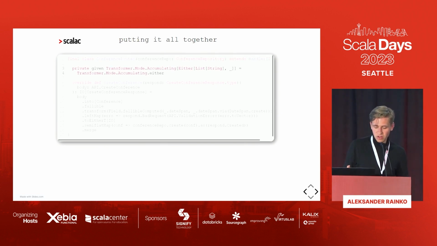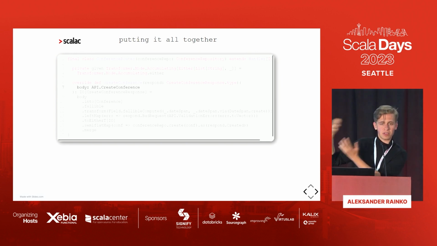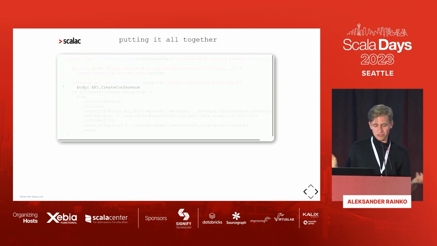So we put in our transformation mode in scope here, because we will be using the variable transformers with accumulating transformations in this case. And then we go on to implement the create conference method. Once again, we get access to the already deserialized body that we can just use for business logic purposes. So the thing that we basically need to do is to transform that create conference thingy into the domain conference thingy, and then call the conference repo's create method on it. And that's it. That's the whole domain logic here.